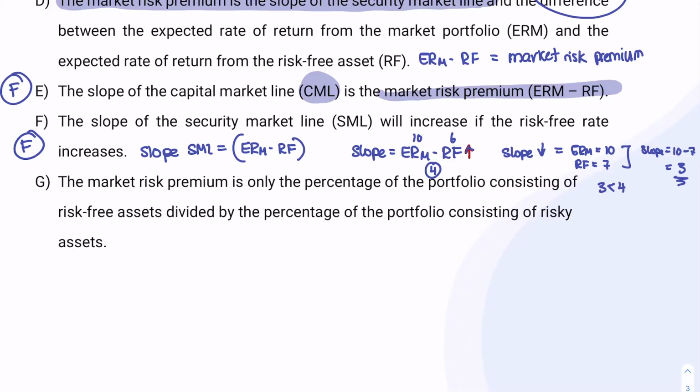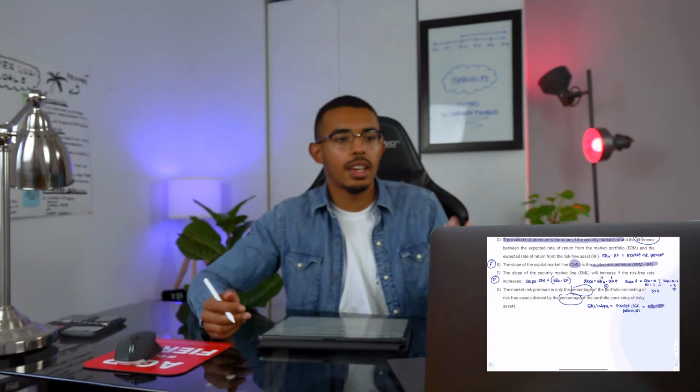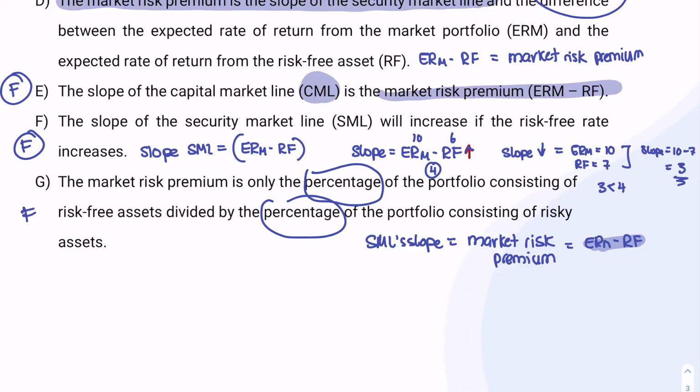All right. So G, last but not least, is saying that the market risk premium is only the percentage of the portfolio consisting of the risk-free assets divided by the percentage of the portfolio consisting of risky assets. And this is just a whole lot of talk, because they're discussing this concept of the percentage, but we know that the SML slope is equal to the market risk premium, and the market risk premium is equal simply to ERM minus RF. There are no percentages being discussed here. So it would be impossible for that to be the case. And this statement in this question would actually be false.